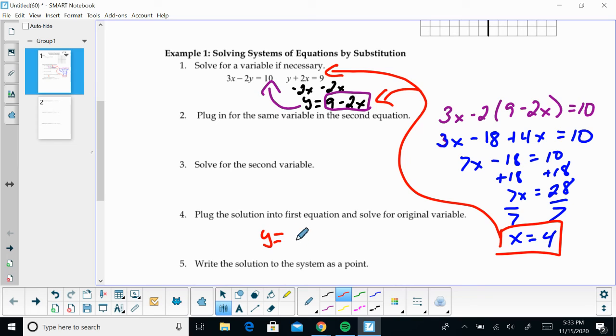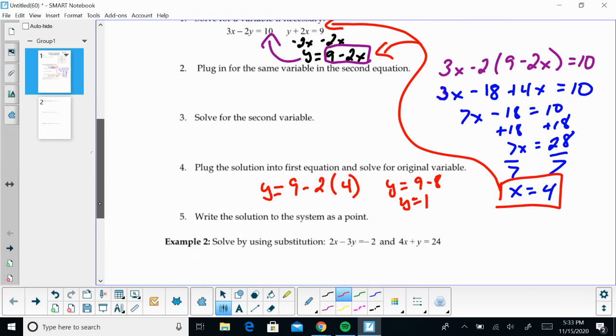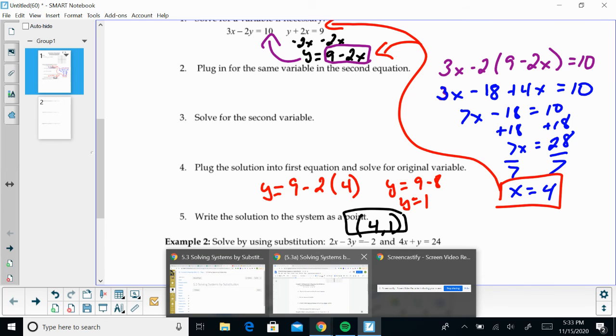So we're going to do y equals 9 minus 2 times 4. And we're going to solve that down. 2 times 4 is 8. So I'll have y equals 9 minus 8, or y equals 1. Then the final step is to write the solution to the system as a point. So I would have (4, 1) is the solution to my system. Okay?